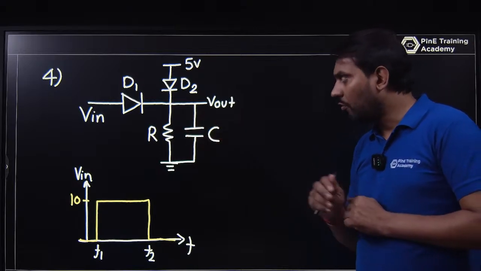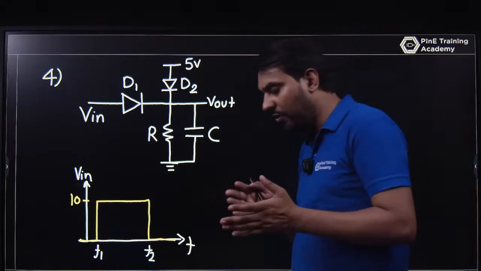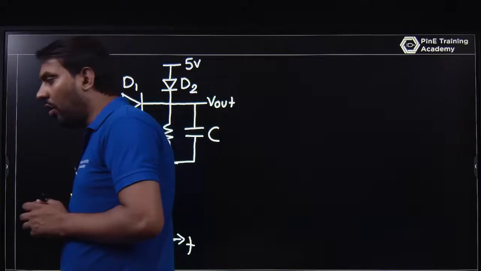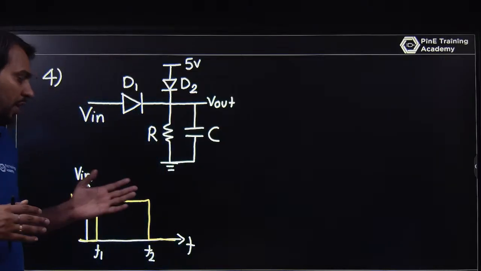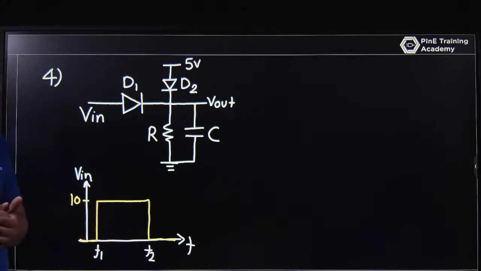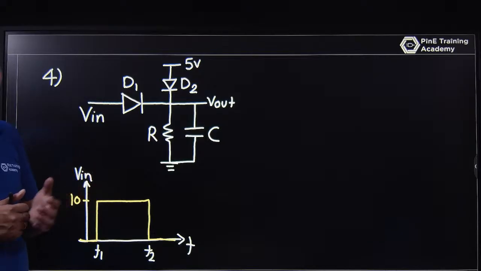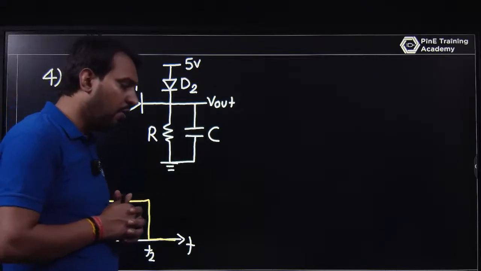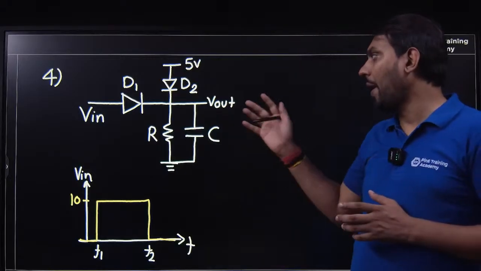Now I am talking about what will happen between T1 and T2. In between T1 and T2 the input is logically high, that is 10 volt, and after T2 it is 0 volt, and before T1 it is 0 volt. Let T2 minus T1 be far greater than tau. That means the time constant is very small compared to the pulse width. So what will happen?